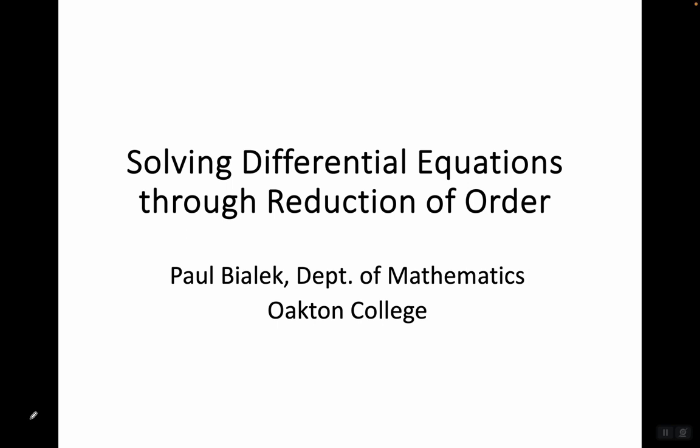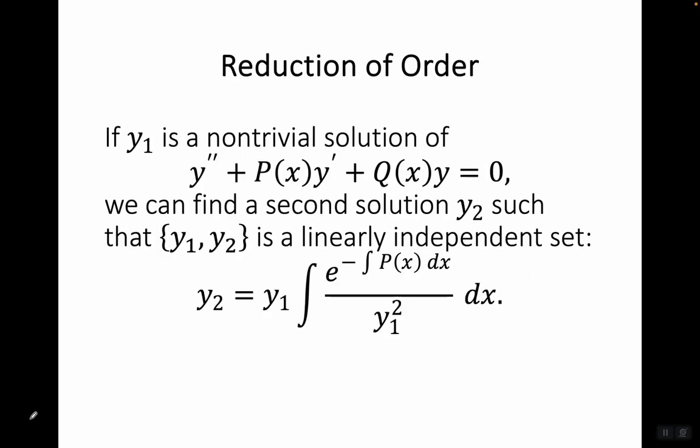Let's talk about solving differential equations through reduction of order. If y sub 1 is a non-trivial solution of y double prime plus p of x y prime plus q of x y equals 0, we can find a second solution, y2, such that {y1, y2} is a linearly independent set. We just use this formula: y2 equals y1 times the integral of e to the negative integral of p of x dx over y1 squared dx.